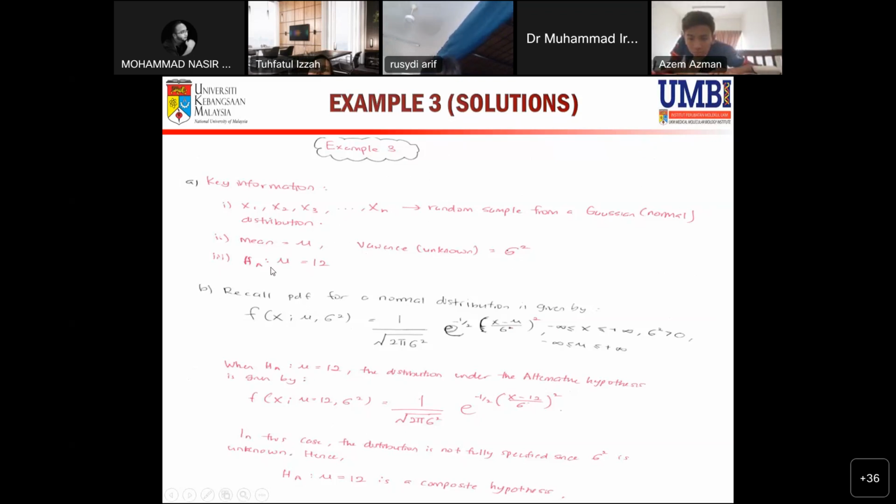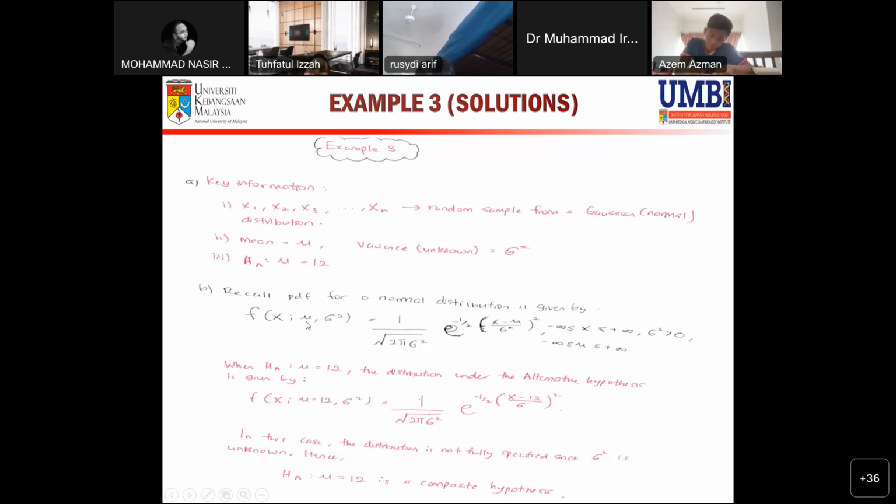Mu is, and then we already specified one of the distribution parameters, which is the mu, or the mean, equal to 12 under the alternative hypothesis. Okay, so is it a composite or simple hypothesis in this case? So recall that the probability density function for a Gaussian or normal distribution is given by fx.